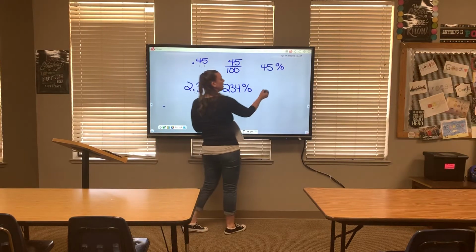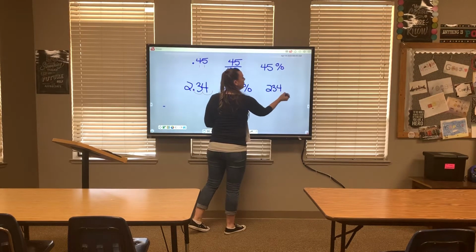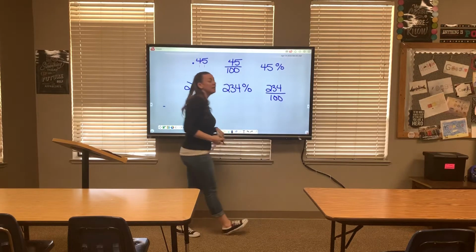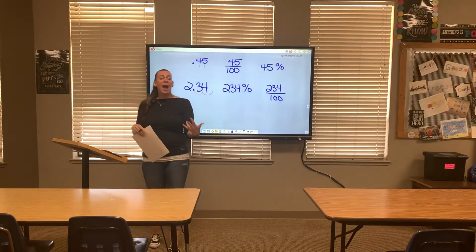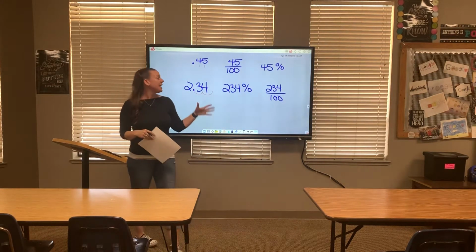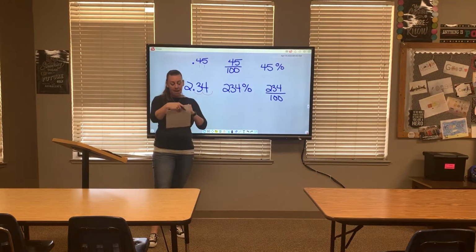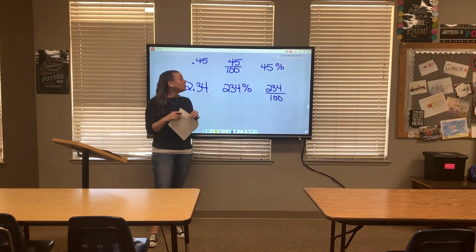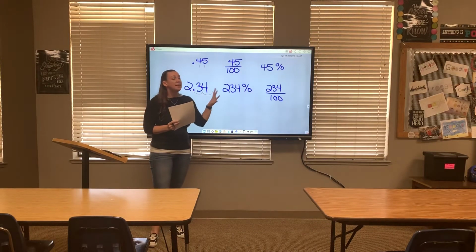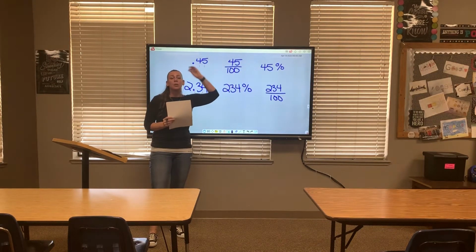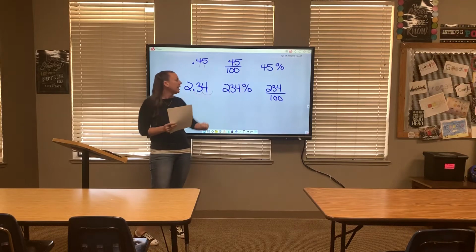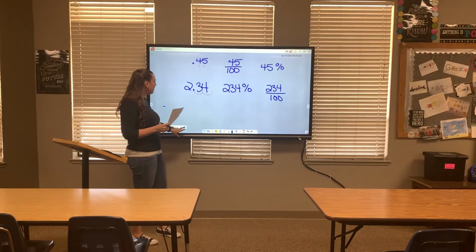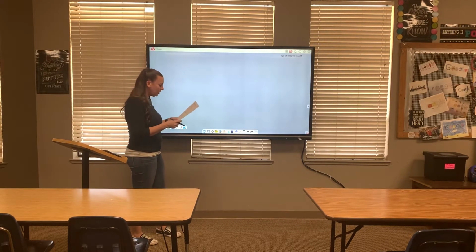234%. Percent means per 100. So 234 over 100. And in this case, again, we do not have to simplify our fractions. It's okay to leave it as per 100 unless it says to write it in simplest form, okay? But I want to see that process. I want to see this before you were to ever think of simplifying it. Let's go ahead and try another one, and then I'll let you go.